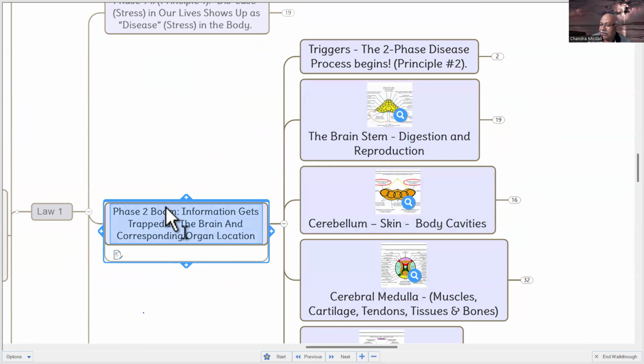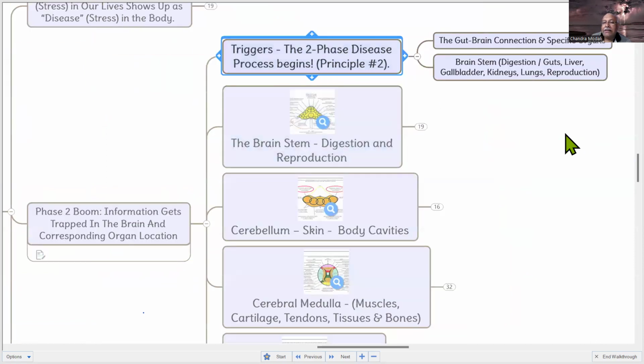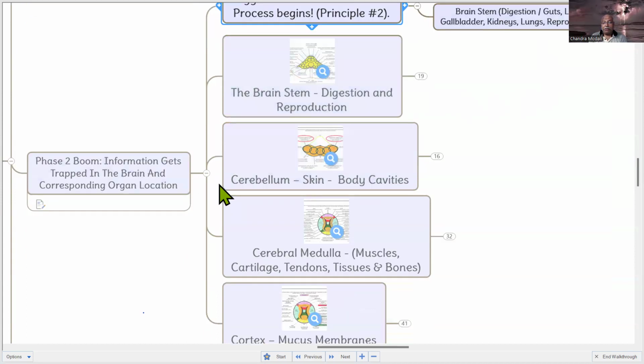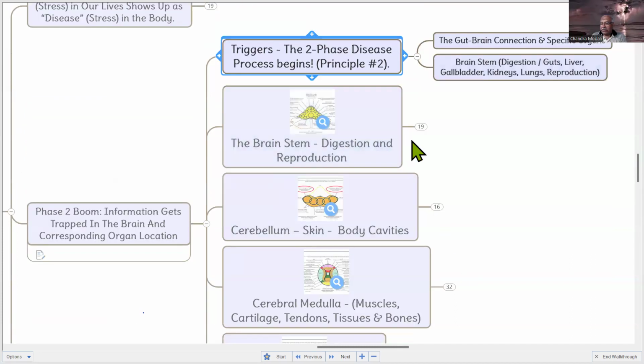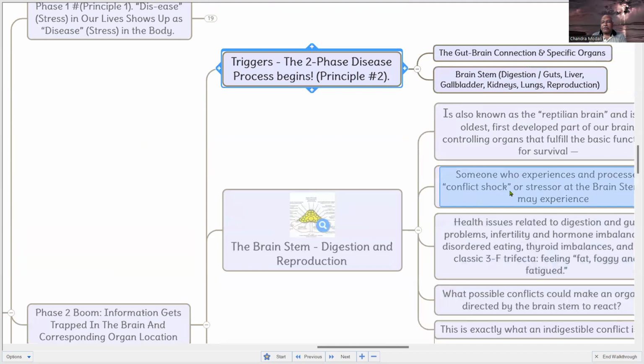is depending upon where that stressor is, the trigger. The trigger is gut, brain, and specific organ. If it were the brain stem, it is managing the digestive system, correct? If you look at the brain, you can divide it into four sections: brain stem, cerebellum, cerebral medulla, and the cortex. Each of them is covering certain areas. And that area is going to start malfunctioning.